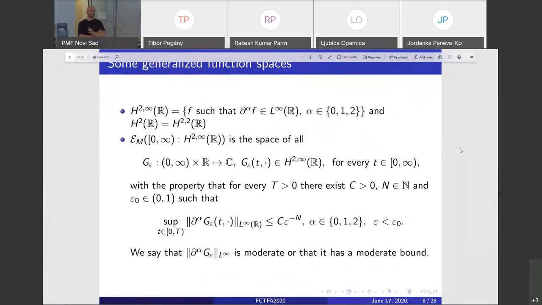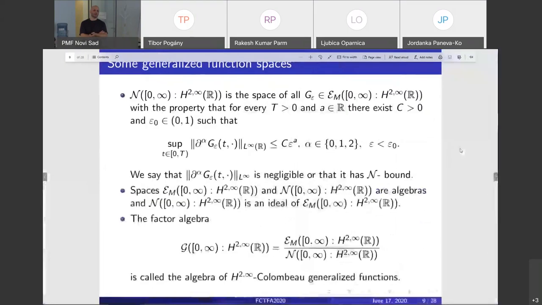Now I'm going to quickly discuss some generalized function spaces from which we choose the solution, initial data, and the setup. Some of these spaces are well known, and some of them we introduced in order to solve the original problem. As is usual in Colombeau theory, the space of moderate functions is defined as the space of functions that grow no faster than some power of epsilon, together with their derivatives in the same manner.